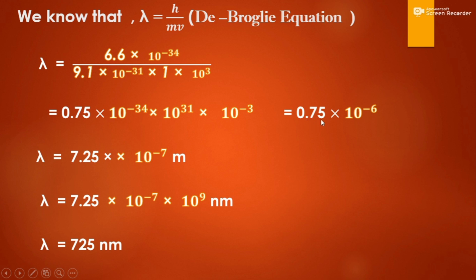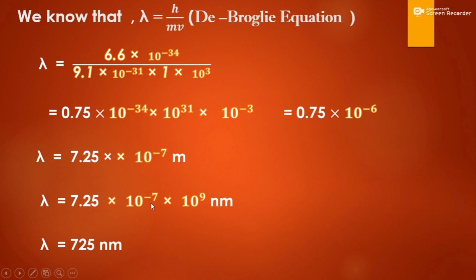Here the decimal place is after 7, so 7.5 into 10 to the power minus 1 into 10 raised to minus 6. Then minus 1 minus 6 becomes 10 raised to minus 7 meter. Here the wavelength is in meters, but we need the wavelength in nanometers, so we multiply by 10 raised to 9. Then lambda is equal to 7.25 into 10 raised to minus 7 into 10 raised to plus 9, and the unit is nanometer.